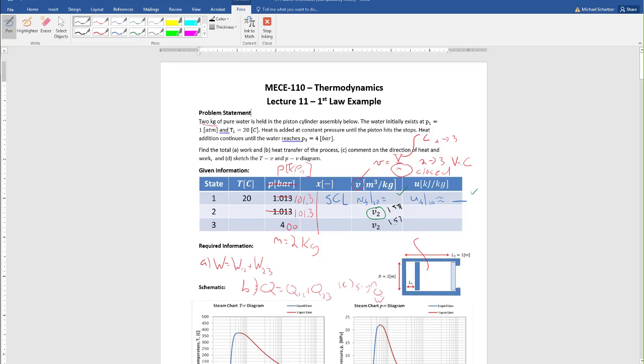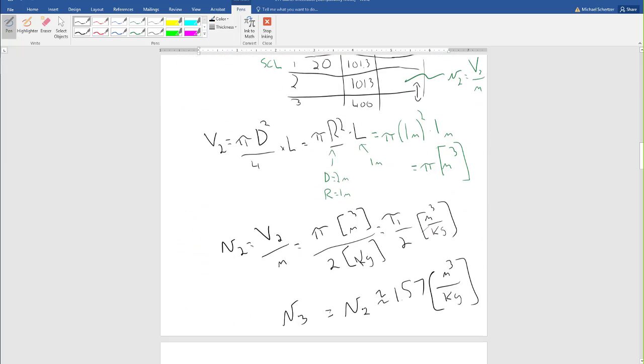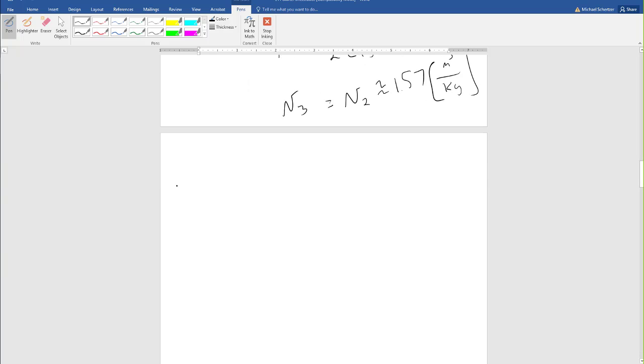So now the good news is over here, I know two. In order to fix a state, we need two independent intensive properties. We had that for the first state. We had two properties, and because it was subcooled liquid, they ended up being independent. But at the beginning, we only had one intensive property for state 2 and state 3. But now we know the pressure and the specific volume for both of these cases. So what do we do?